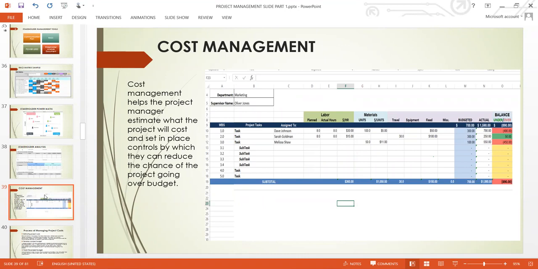But we will still come on how to use tools like Microsoft Project. Here you can see how to manage your cost. For instance, when you break your project down, look at the project work breakdown structure, the task here, the project task. Then you look at Dave Johnson. You assign Dave Johnson.